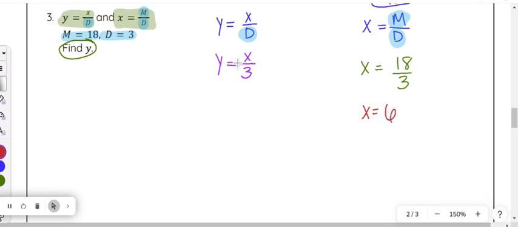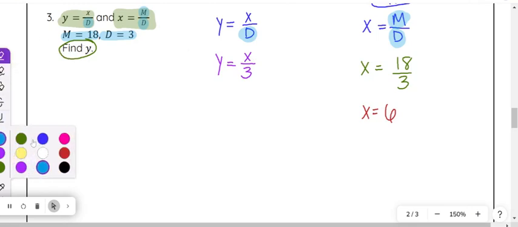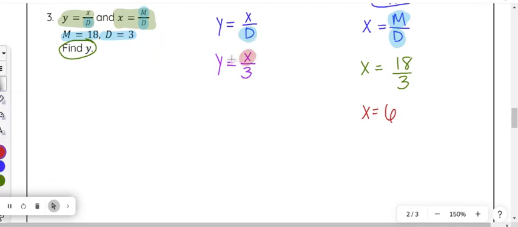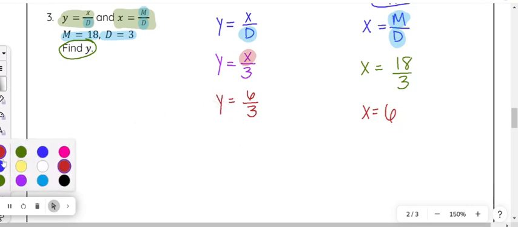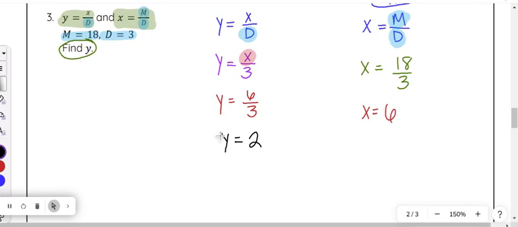Even though they weren't asking for x, that helps us because now we can come back and plug into y equals x over 3. And that x is going to now be 6. So we're going to have y equals 6 over 3, which we can now solve because we only have 1 variable remaining. We just have y equals. So y equals 6 divided by 3, which is 2. And so that is your final answer on this one. y is equal to 2.